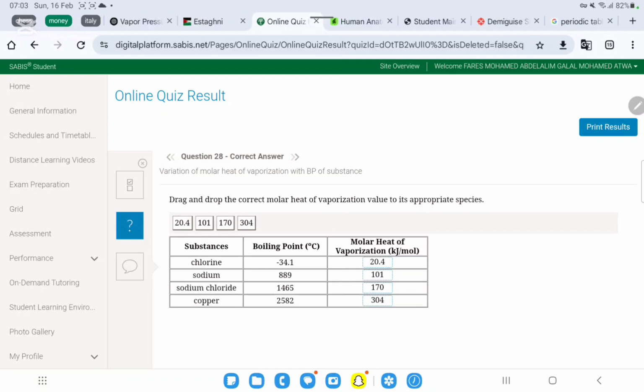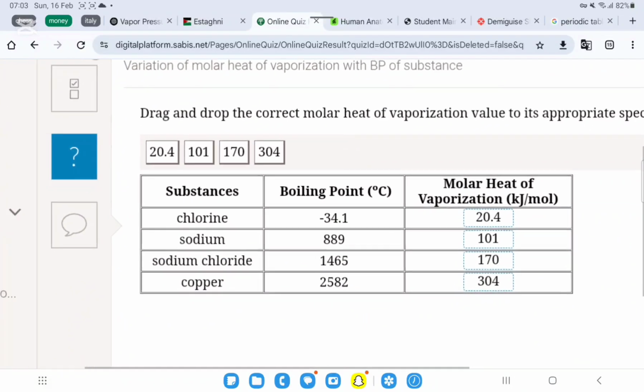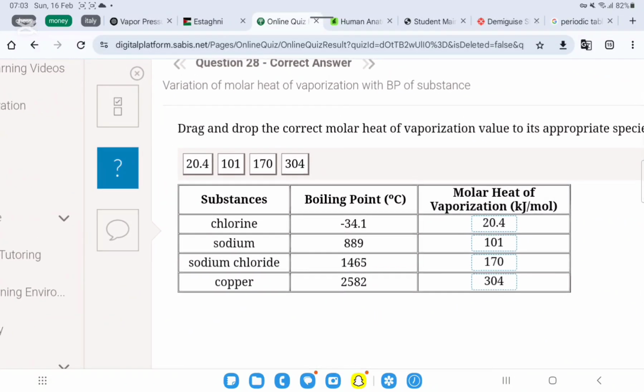Question 28 is skipped for some reason, so I'm doing it again here. In this question, they want the molar heat of vaporization compared to the boiling point. In these kinds of questions, you take the value approximately, not the exact same value. You don't need to memorize it. Here, the biggest one is copper with 2582. So this is the biggest one.